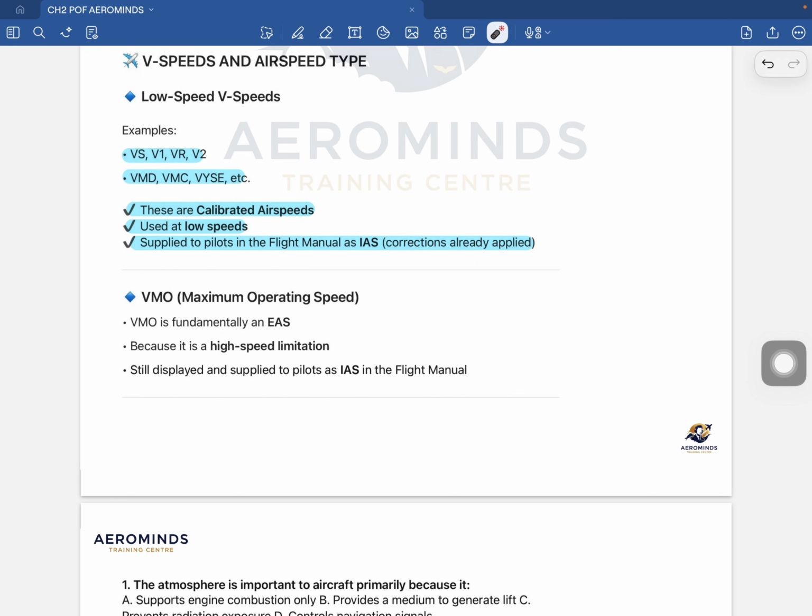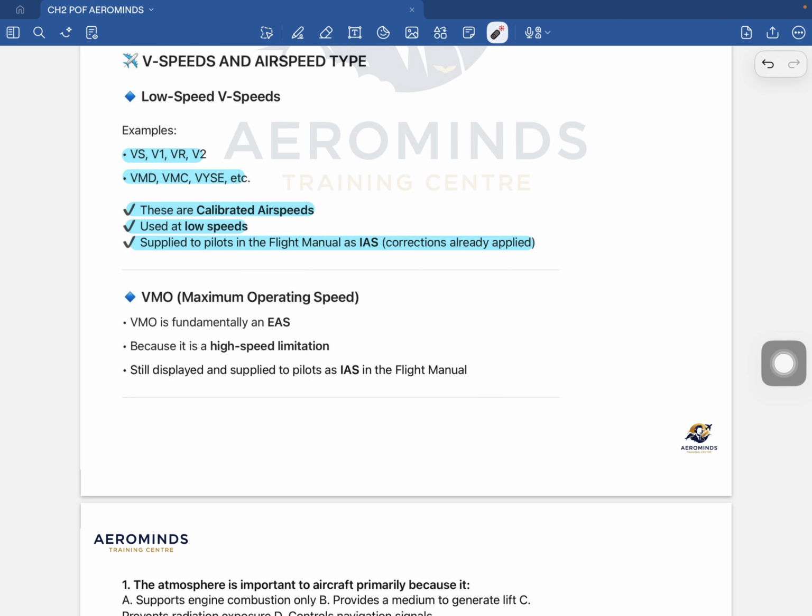Okay. Now, basically, VMO is fundamentally an EAS only. It is an EAS, and why? Because it is a high speed limitation. As we can see, it is a maximum operating speed. So it is fundamentally EAS. Now the structural limits depend on dynamic pressure, and dynamic pressure depends upon the EAS.